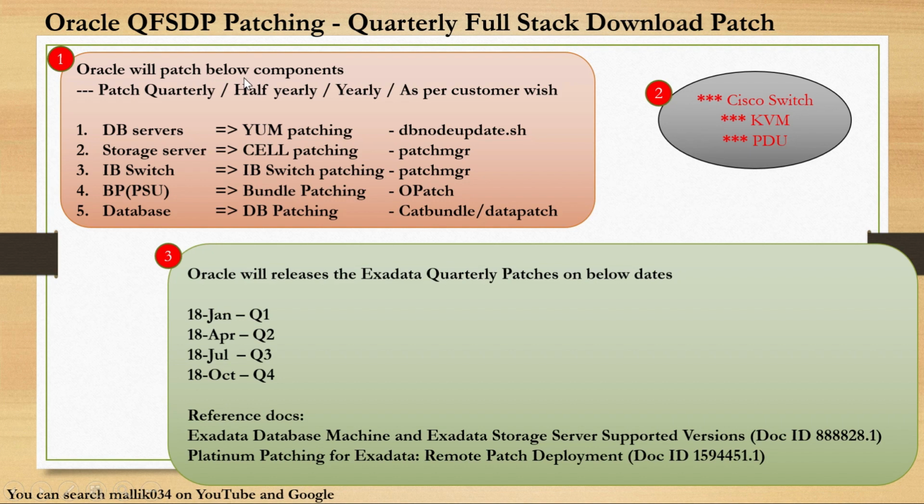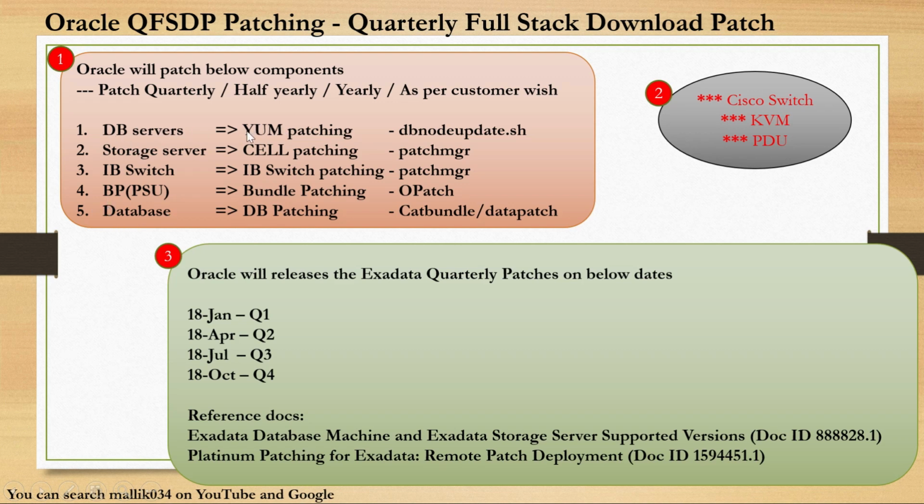Okay, the question comes: Oracle will patch on the below components. What all components can Oracle patch? Oracle can patch DB servers, Oracle can patch storage servers, Oracle can patch IB switches, and Oracle can patch BP, bundle patch as we call it in Exadata. BP is nothing but our normal traditional PSU, whatever we call PSU, that is a BP here in Exadata, and database patch.